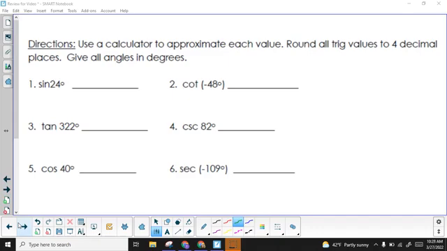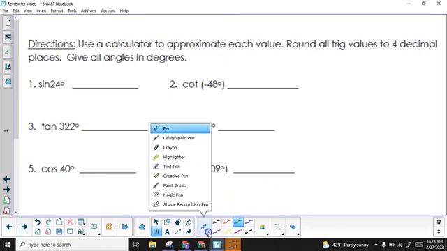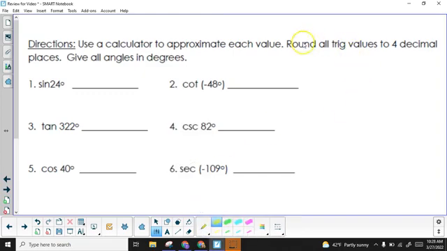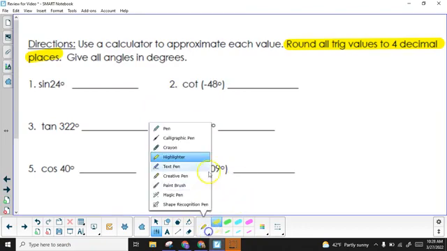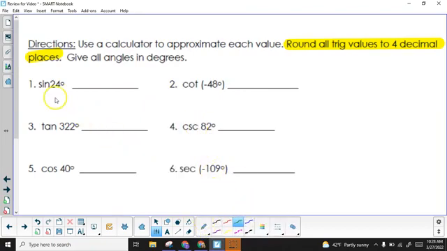For these first 6 problems, all we're going to do is punch this into Desmos just as it appears. The thing we need to pay attention to up here is that it asks us to round all trig values to 4 decimal places and to give all angles in degrees. So we want to make sure that we are rounding these to 4 decimal places. Okay, so the first one we're going to do is sine 24.